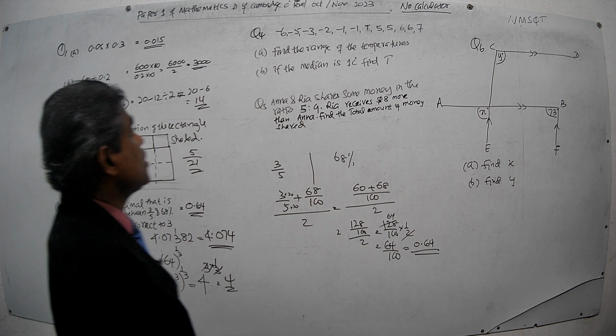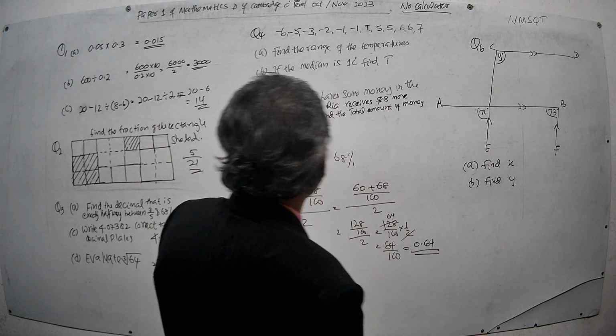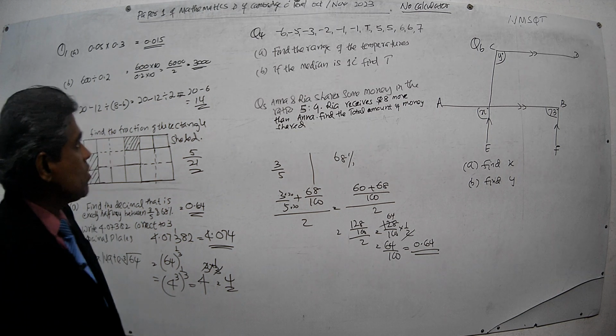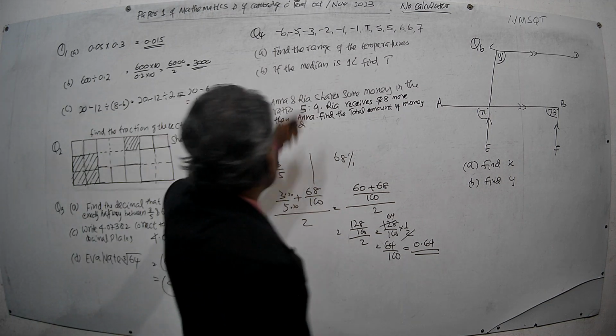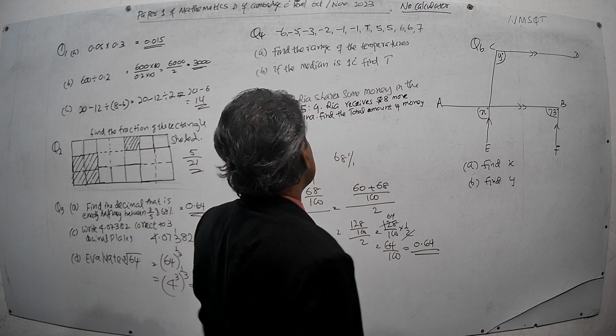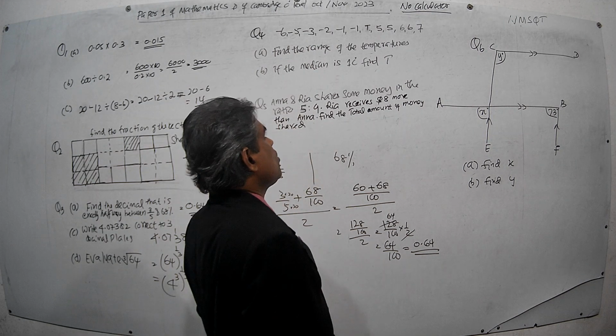Right. Now go to this one, Q4. Q4 has given you some temperature values. Then there are 12 temperature values: -6, -5, -3, -2, -1, -1. And there's a T value that has not been given.